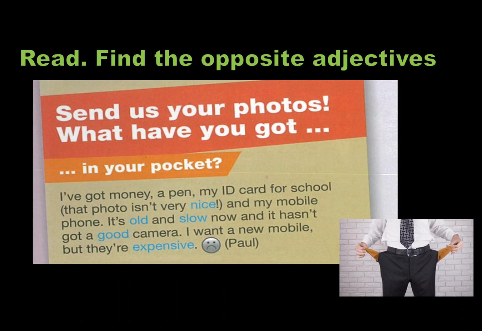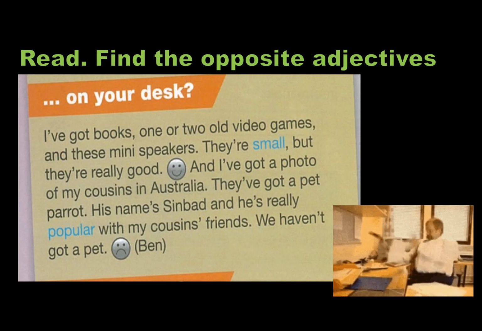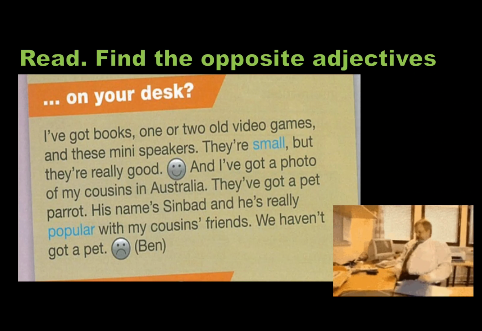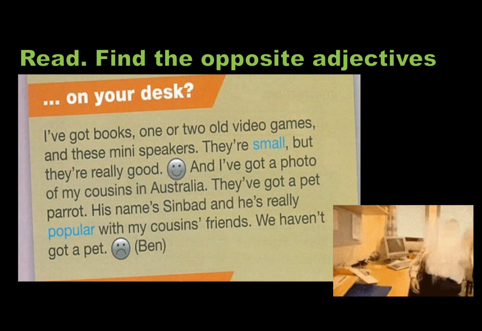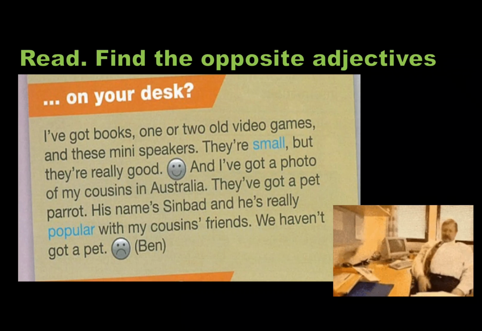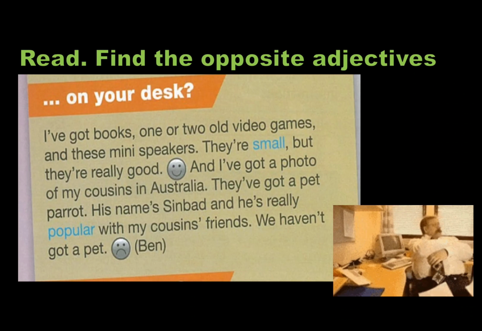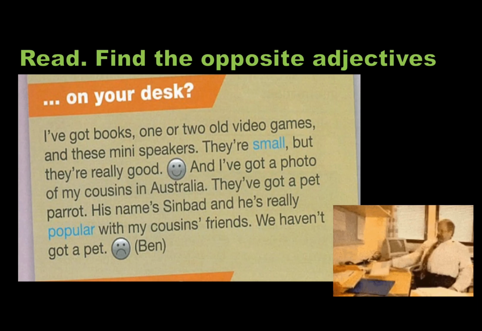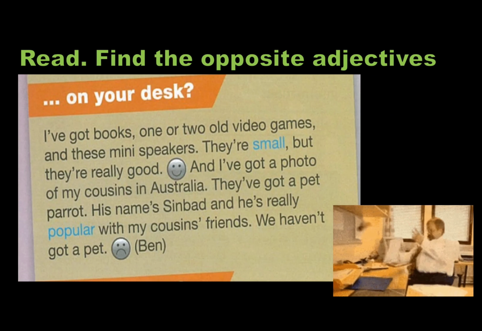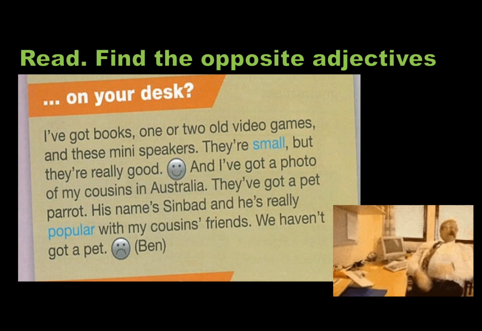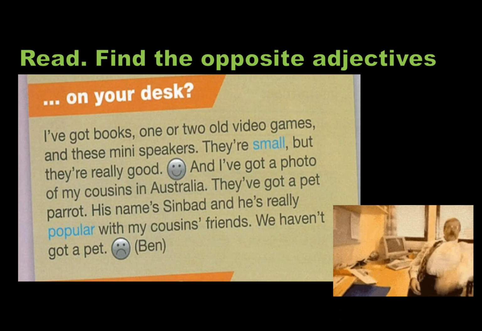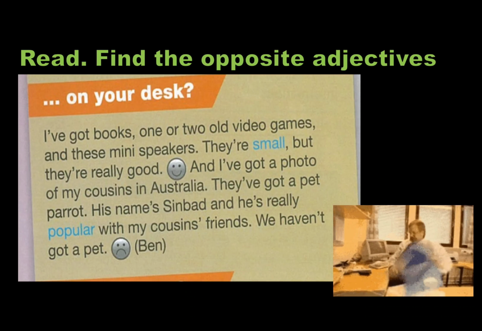Paul. We shall continue to the next one. What have you got on your desk? I've got books, one or two old video games, and these mini speakers. They're small, but they're really good. And I've got a photo of my cousins in Australia. They've got a pet parrot. His name's Sinbad, and he's really popular with my cousin's friends. We haven't got a pet. Ben.